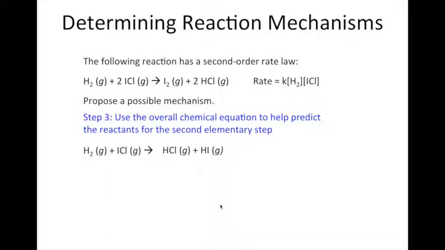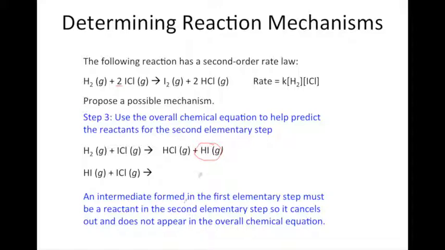Step 3, use the overall chemical equation to help predict the reactants for the second elementary step. So my second elementary step, let's see, I need another ICl. I need 2 of those. I only have 1 here, so my second elementary step must give me another ICl. Also, what else do we know? I noticed that HI doesn't appear in my overall equation, so HI must be an intermediate. So my 2 reactants would most likely be HI and ICl.